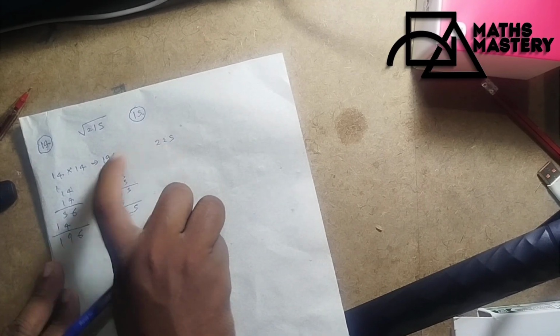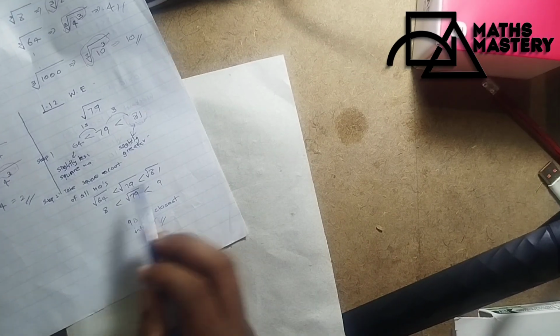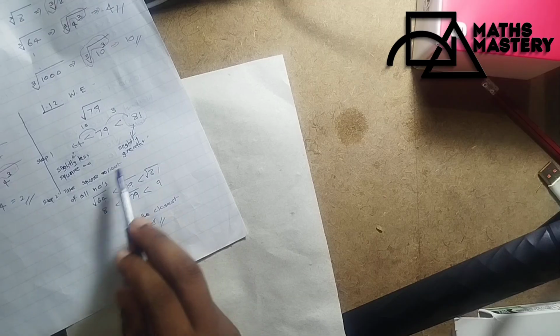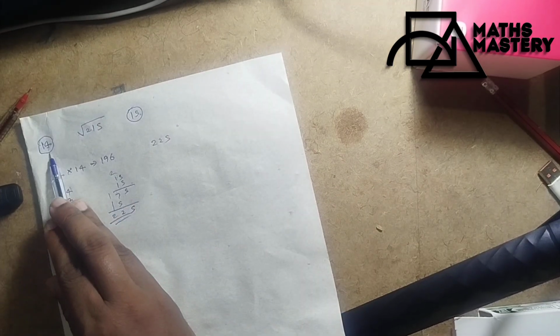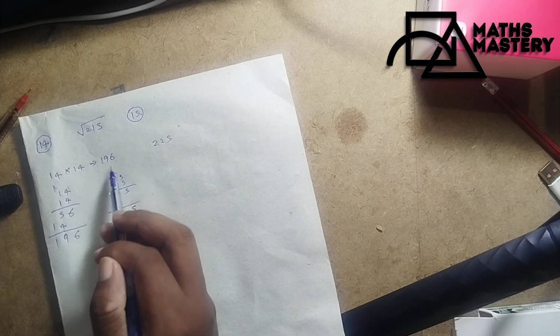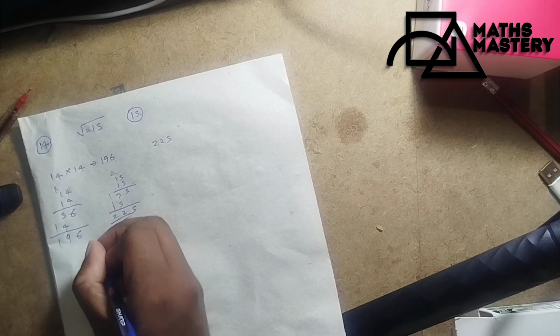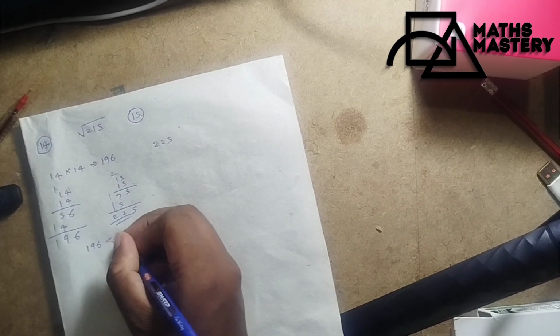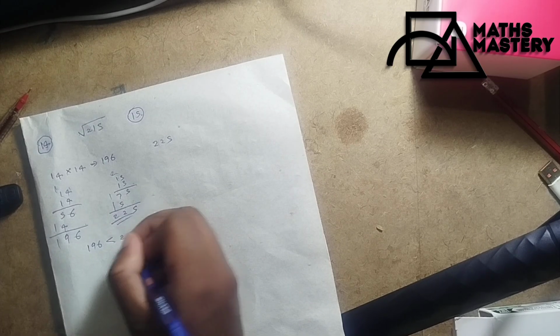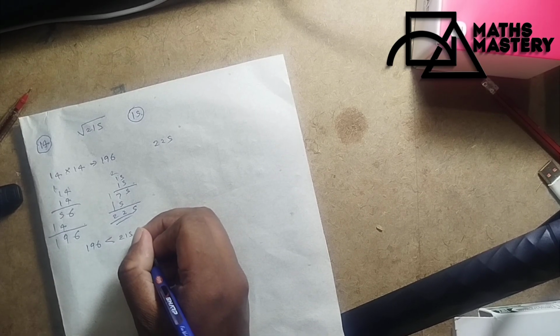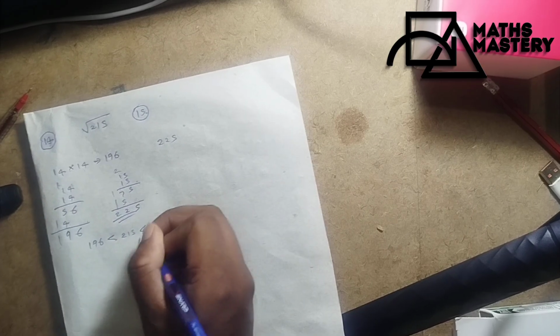See, 196 and 225. There is a small pattern in the previous question and this question, students. In the previous question there was 64 and 81, slightly less and slightly greater. Same way, they have given you the slightly less number and the slightly greater number. You have to just write 196 is less than 215, and 225 is greater than 215.